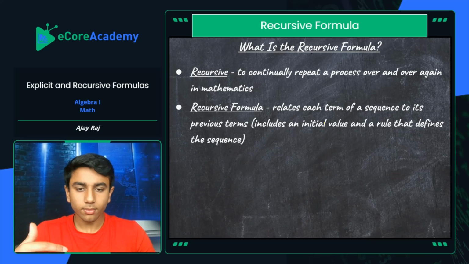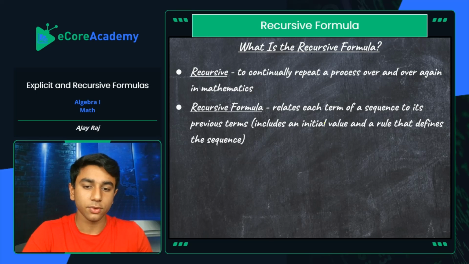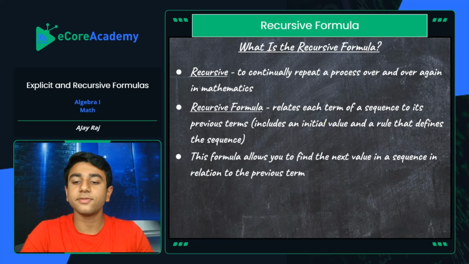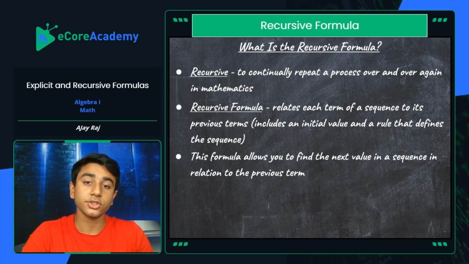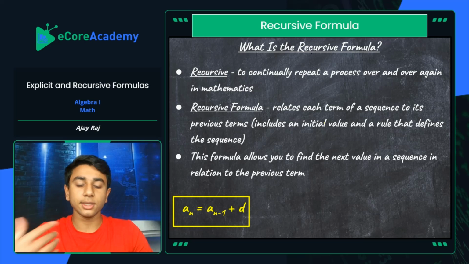Of course, you can involve your initial value and a rule that will define the entirety of the sequence when it comes to your overall arithmetic sequence formulas. But for this specific formula, we're only going to be focusing on the previous term and the common difference. So this formula will allow you to find the next value in a sequence in relation to the previous term that you're already given. And the equation looks like this: a of n equals a of n minus 1 plus d. That's the whole equation in subscript form.